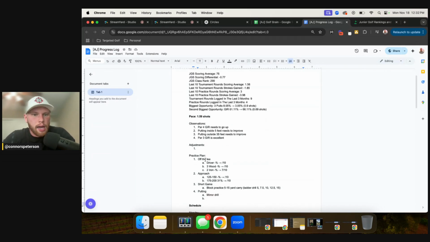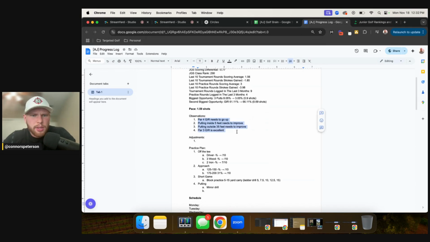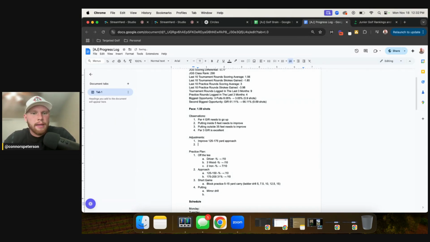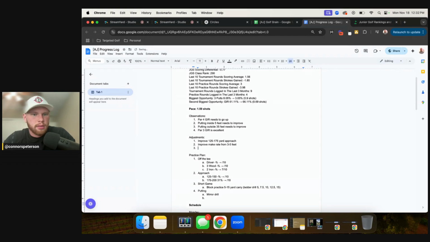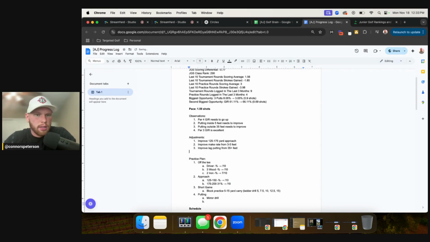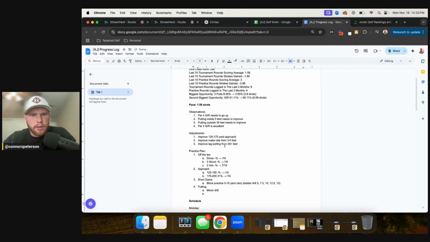So adjustments here are pretty much going to follow the observations in this case. We want to improve essentially 125 to 175 yard approaches. Again, this is referencing the prior video. Then we're going to want to improve make rate from 3 to 5 feet. We're going to improve lag putting from 35 feet. And that's pretty much where we're going to hang out for now, I think.